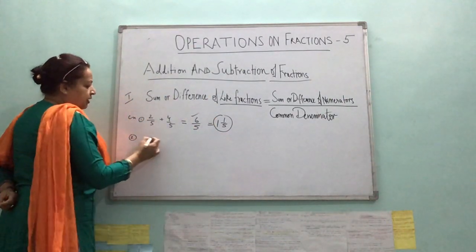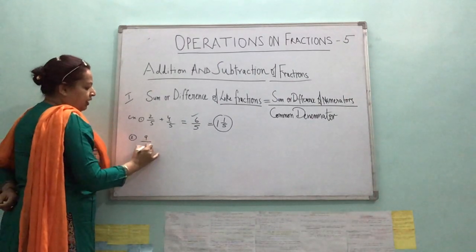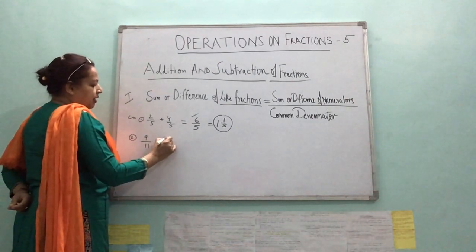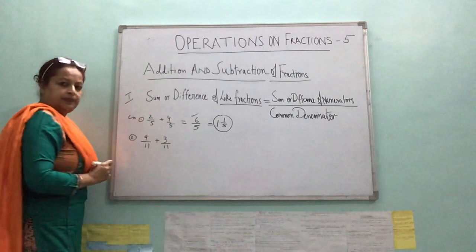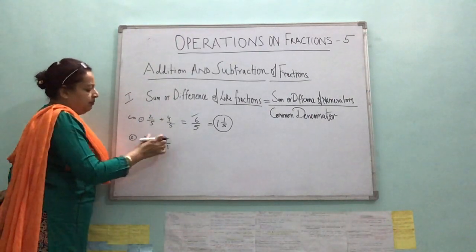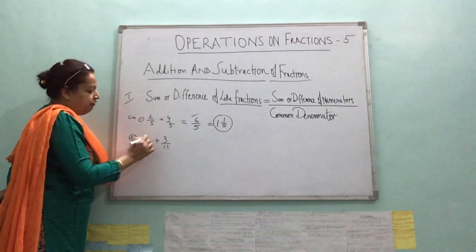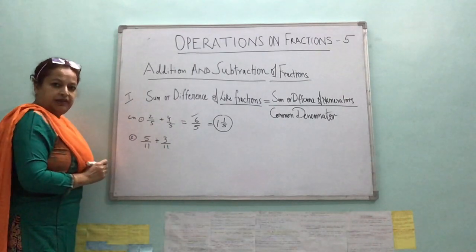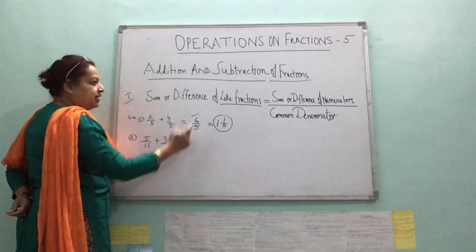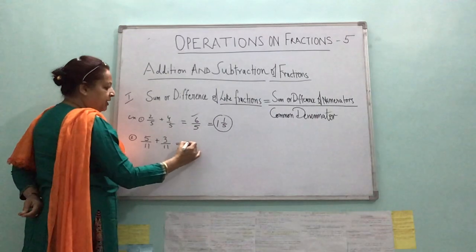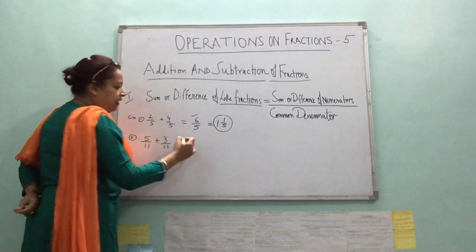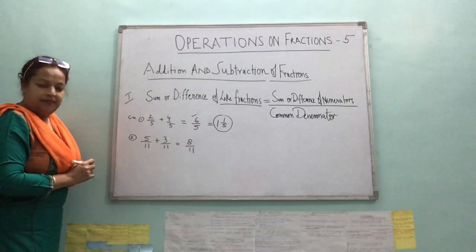Second example. Say it is 5 by 11 plus 3 by 11. Like fractions, we just take the sum of the numerators, 5 plus 3, 8 upon 11. You will get the sum.